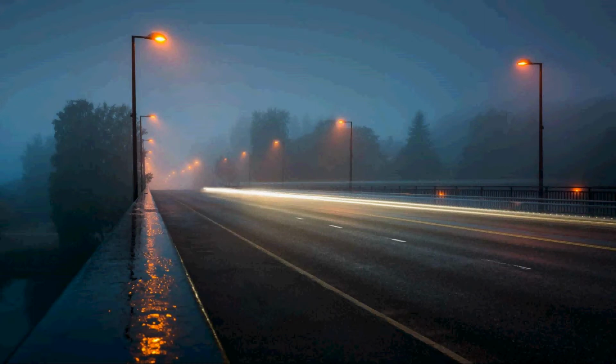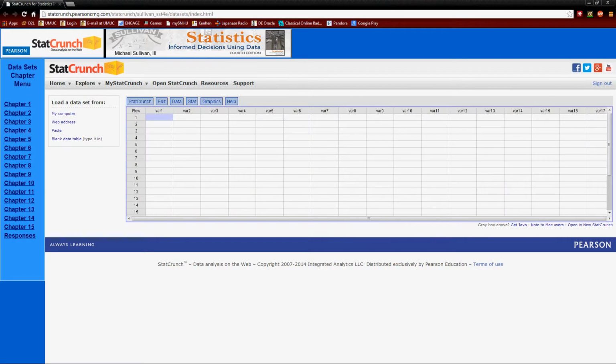Does the data support my hypothesis? That's new. Last week we did a confidence interval. This week we're testing the hypothesis. So we've got two options. We can use the critical value or the p-value method. Here we are in StatCrunch. Let's do the p-value method first, because that tends to be the easiest.